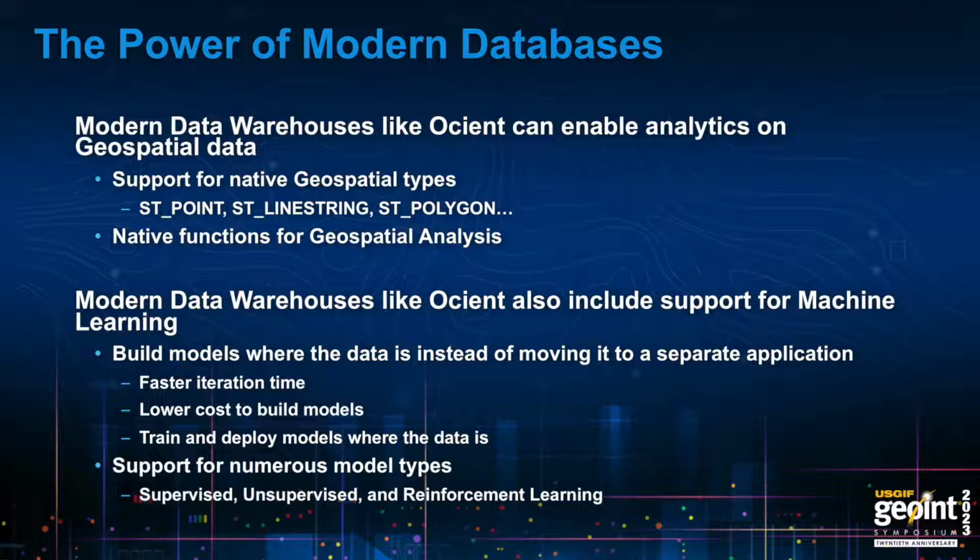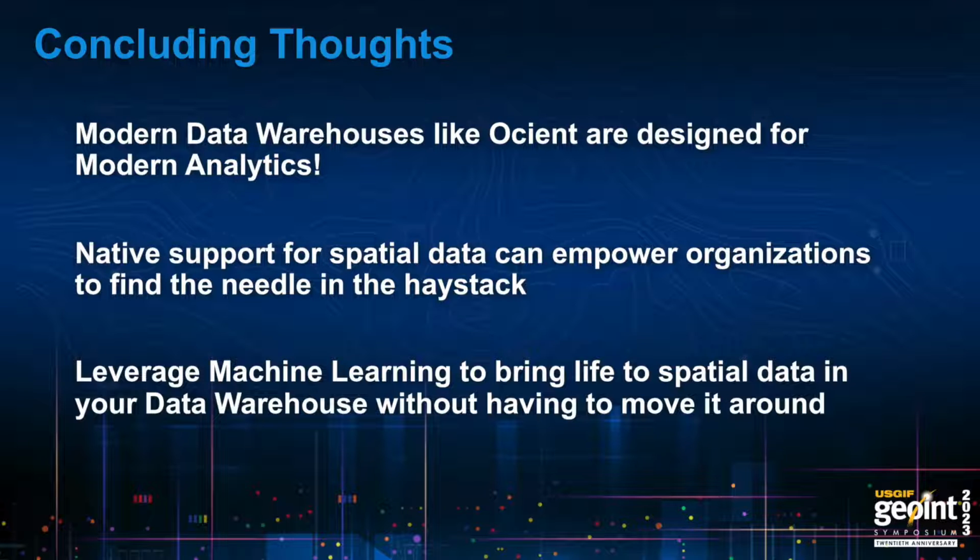Modern data warehouses like Ocient also include support for machine learning. You can build models right where the data is instead of moving it to a separate application entirely in SQL. This leads to faster iteration times, lower cost to build models, and you can train and deploy the models right where the data is for the freshest data that you have. And data warehouses like Ocient have support for numerous model types for supervised, unsupervised, and reinforcement learning, and even some deep learning as well.